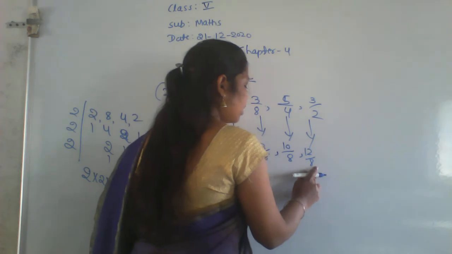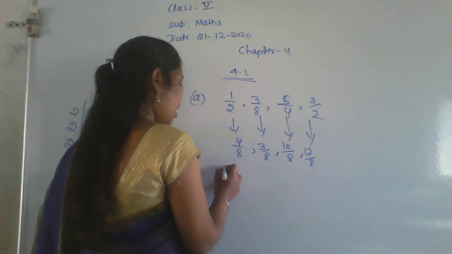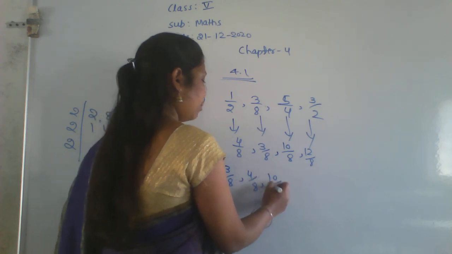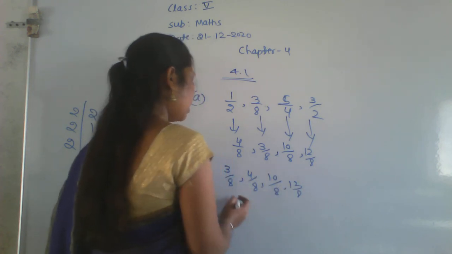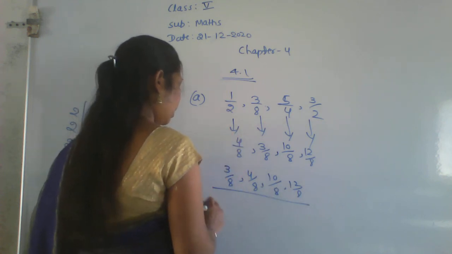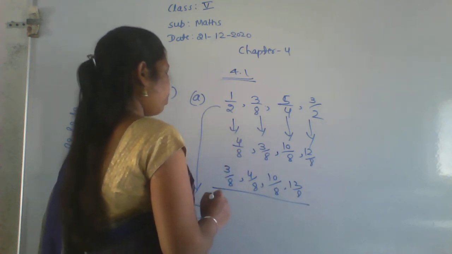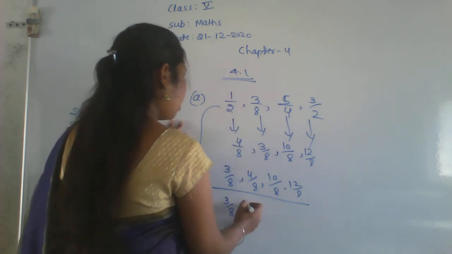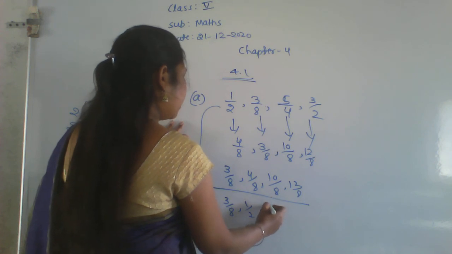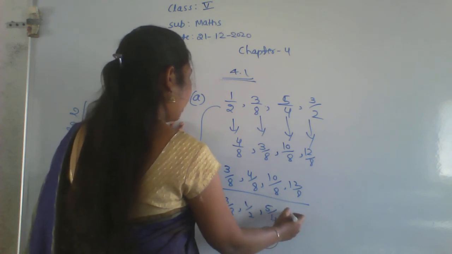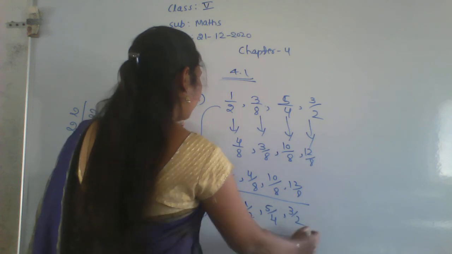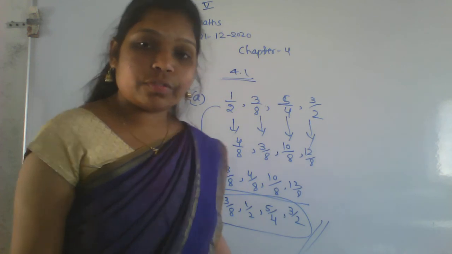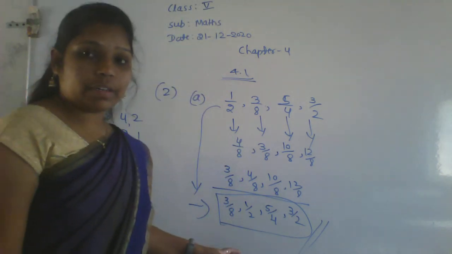All the denominator values are the same. Now we have to write them in ascending order. That is 3 by 8, 4 by 8, and here 10 by 8 and 12 by 8. Okay, what are these values? The solution is: 3 by 8 is the same, 3 by 8 is there. 4 by 8 is nothing but 1 by 2, and 10 by 8 is nothing but 5 by 4, and it is 3 by 2. Okay, so this is the ascending order. Like this we have to write the ascending order of the given fractions. Like this we have to do.